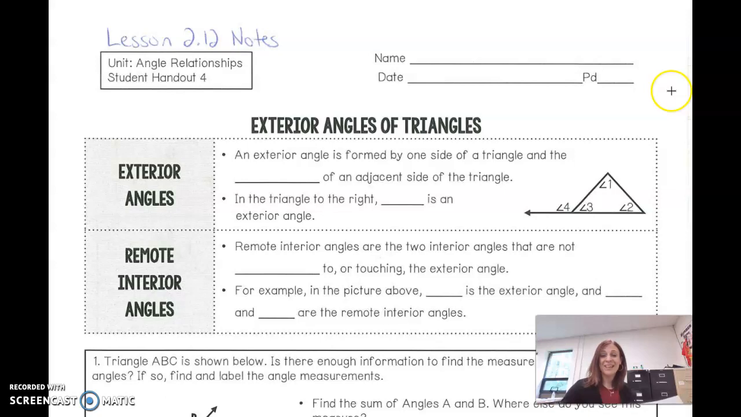Lesson 12 is on the exterior angles of a triangle. So we've talked about interior angles. They're the angles on the inside. And we know that the three angles on the interior, on the inside of a triangle, add to 180 degrees.